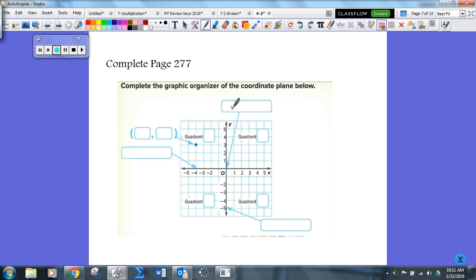Okay, so hopefully you filled it out. This is the origin. This is quadrant 1, 2, 3, and 4. Use Roman numerals. This is the y-axis. This is the x-axis, and that is the point -4, 3.